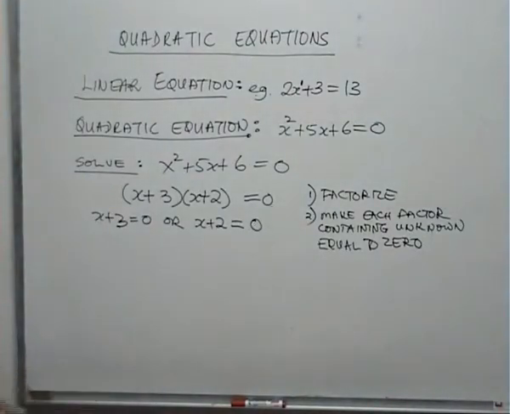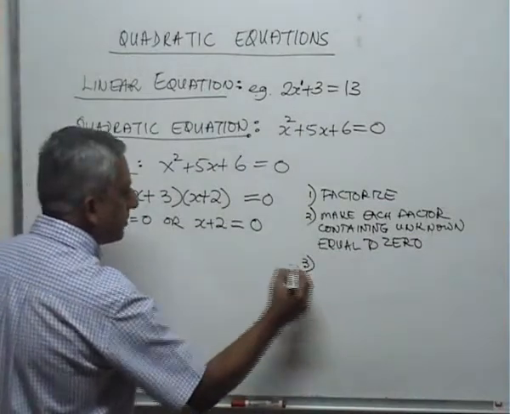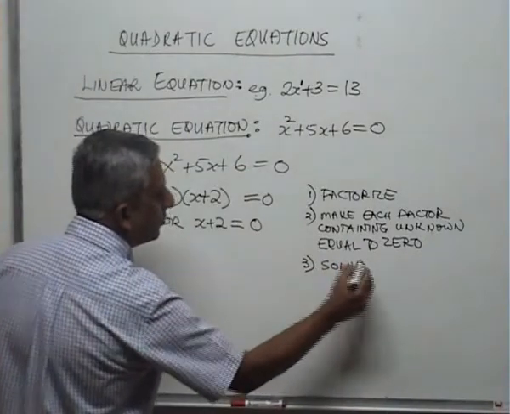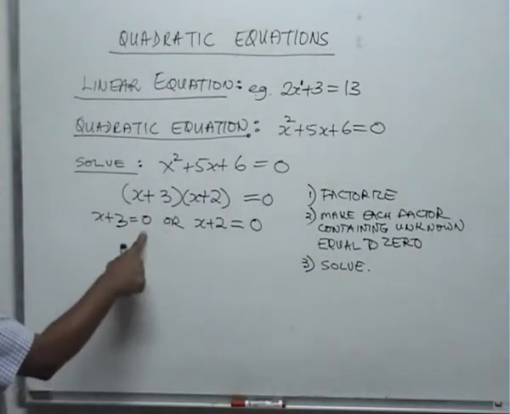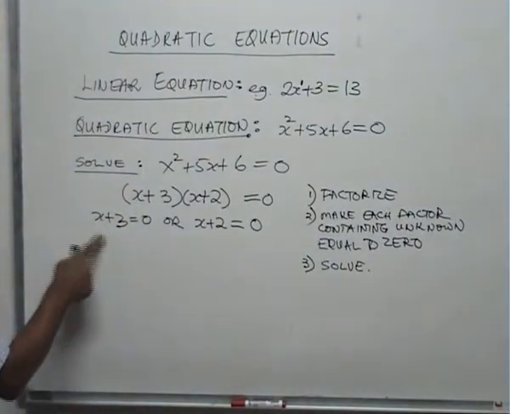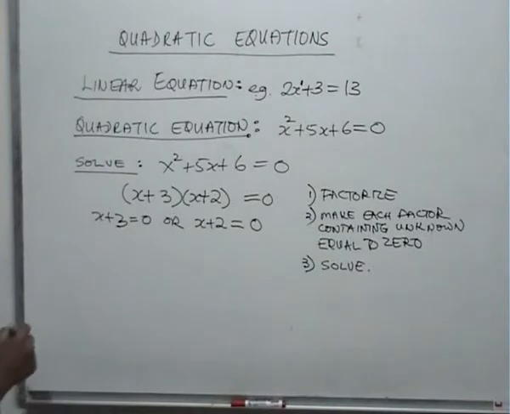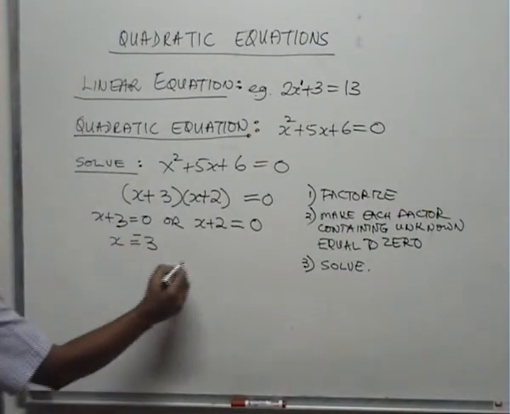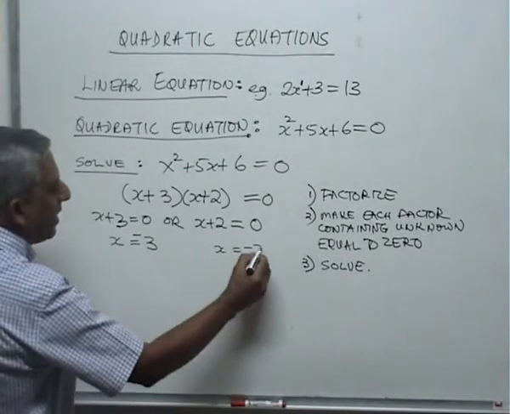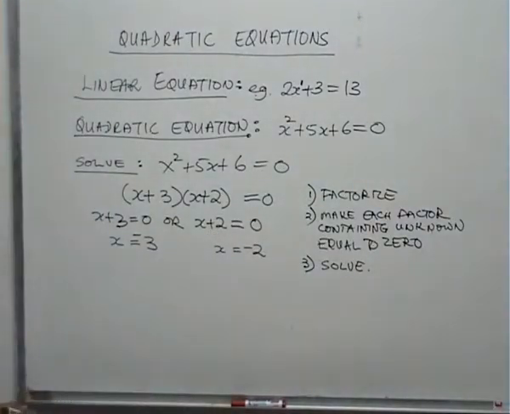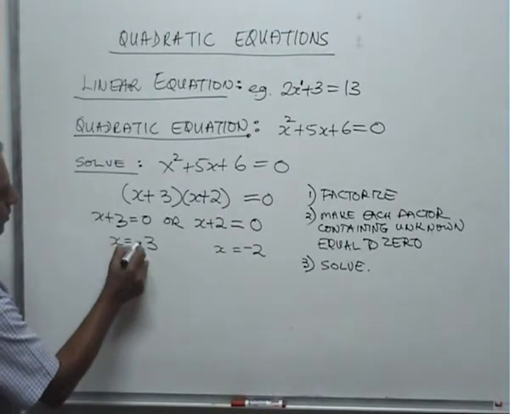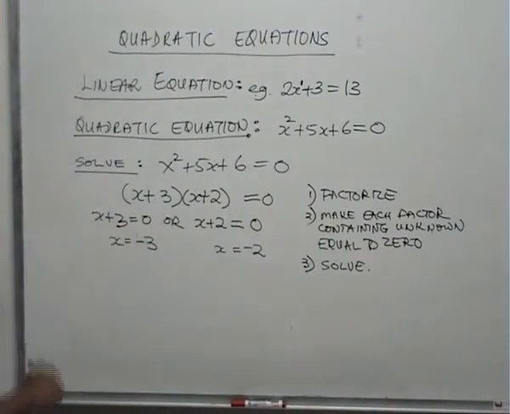Right. Then number 3, you solve. Now this is a simple linear equation now. The quadratic equation became 2 simple linear equations. Now using your knowledge of equations, you transpose this, you get minus 3. Transpose here, you get minus 2, plus 2. When you transpose it, it becomes minus 2. Of course I can write the minus in the middle or I can write it on top. So that's how you solve a quadratic equation.